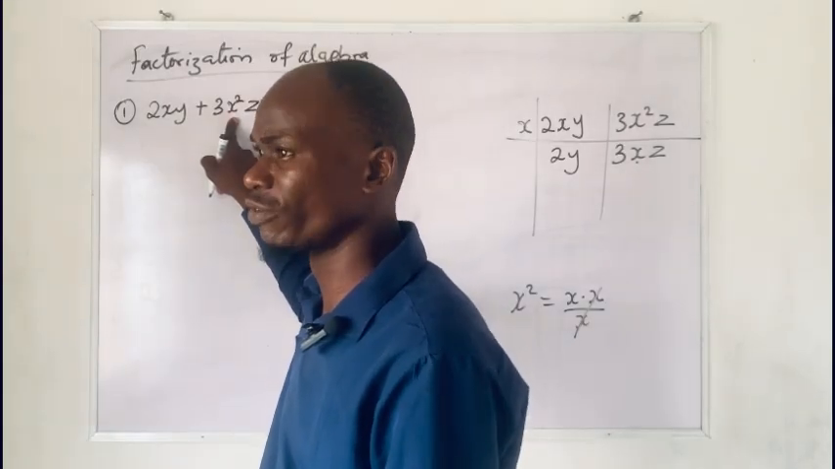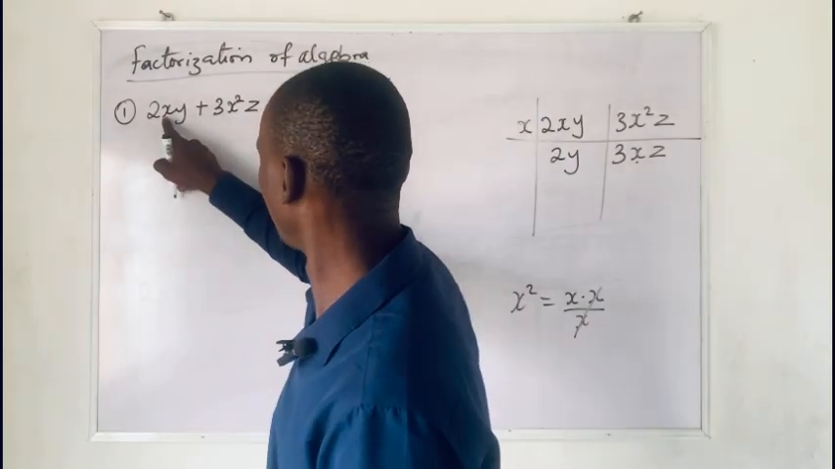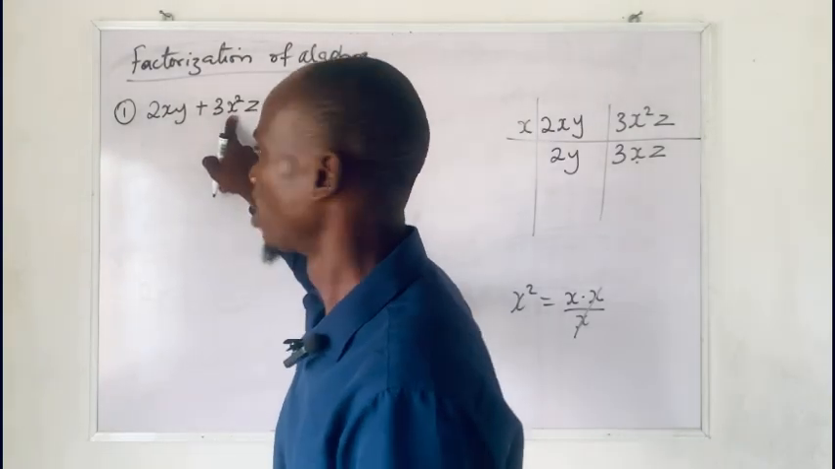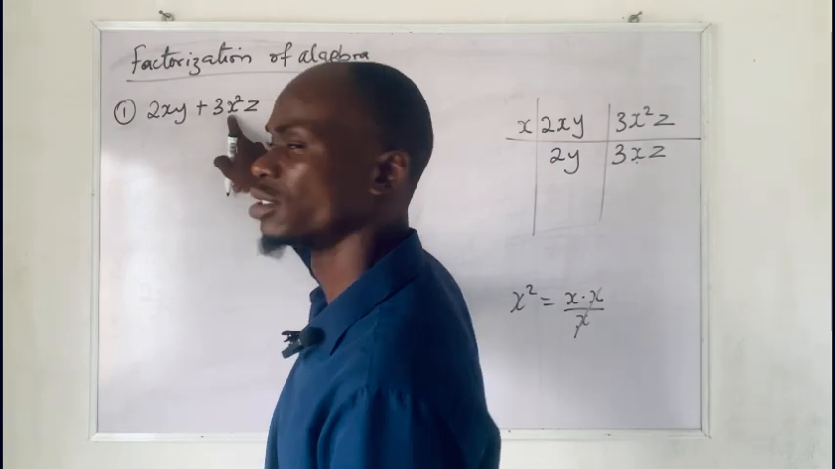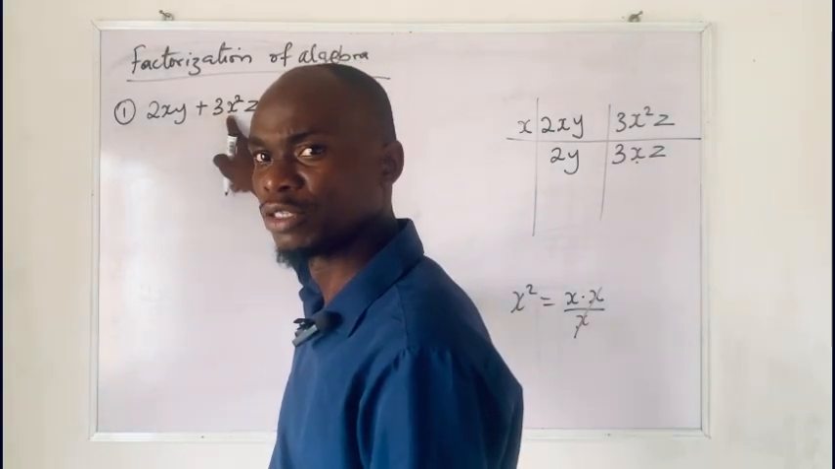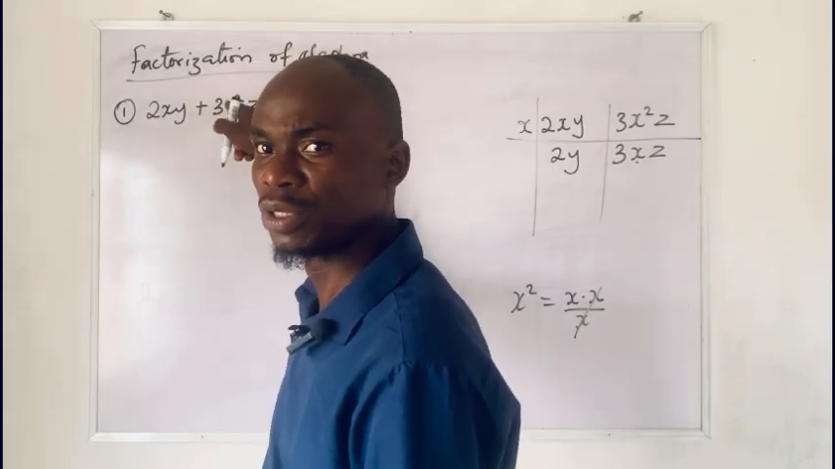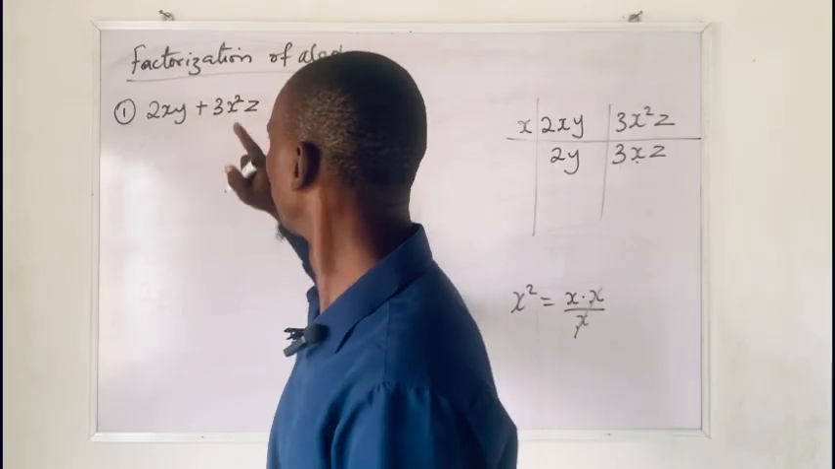2 and 3 do not have any common factor, so we leave them like that. Now look at the alphabet: x is here, x is here. How many x is here? 1. How many x is here? x times x, that means there are 2. Understand what I mean by 2? The square tells you how many x there are. If it's cubed, there are 3. So I have to remove the 1s.